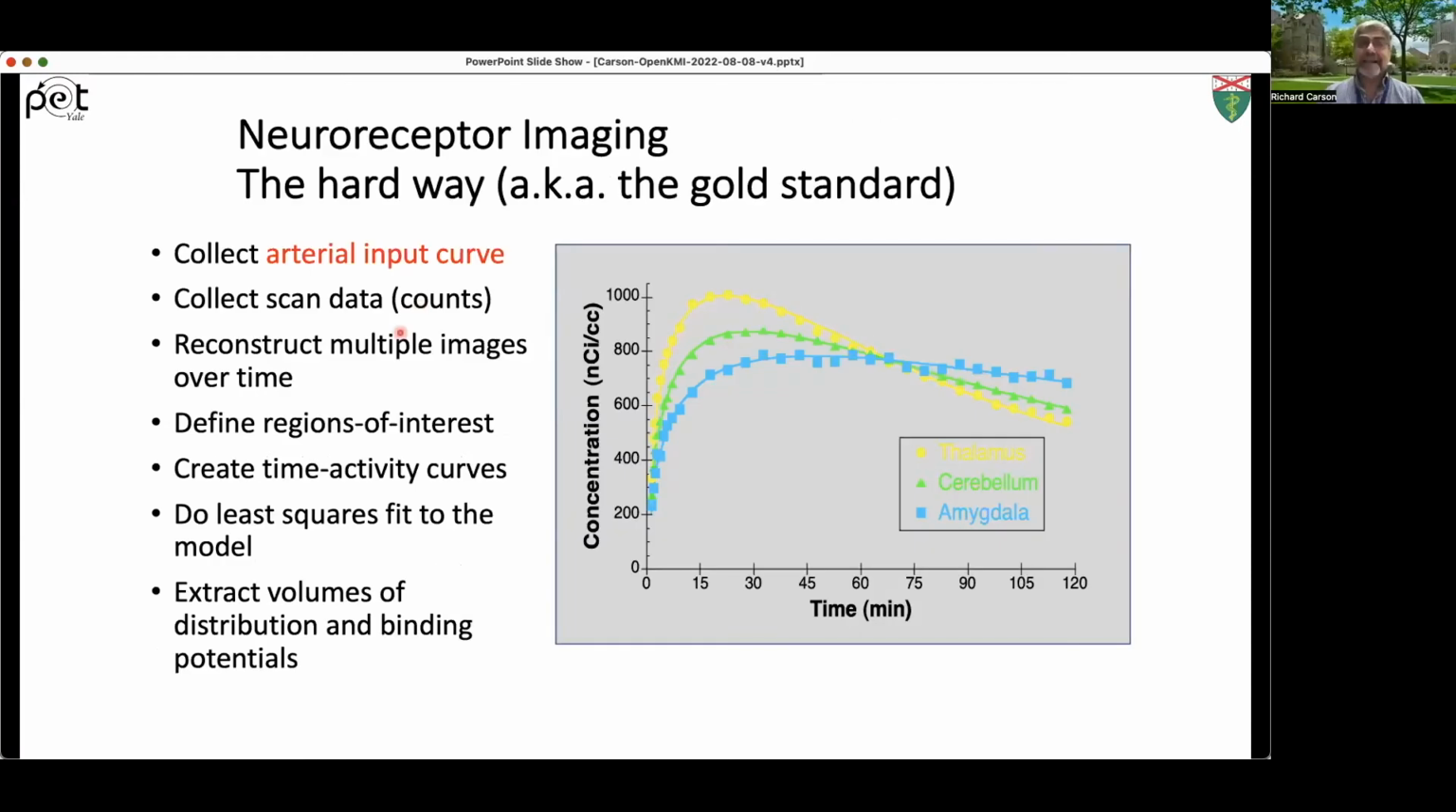Collect the input function in the artery, measure the scan data over time, reconstruct the images, generate these time activity curves in some kind of calibrated radioactivity unit, do a fit to various models, and extract those parameters directly from the model. And we might be able to do that voxel by voxel.